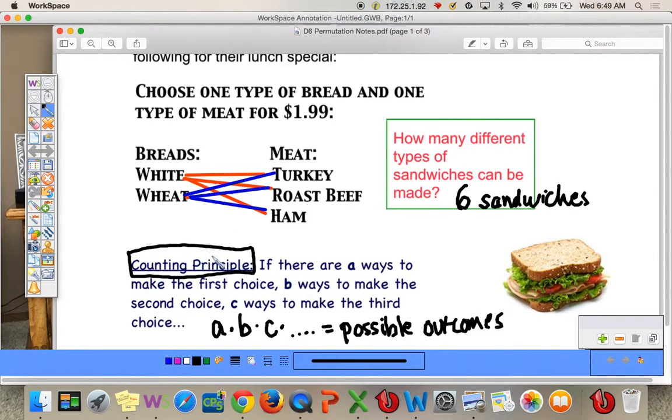So that, again, is the counting principle. If you have A ways to make the first choice, B ways to make the second, and C ways to make the third, you can multiply them together. So here for the different types of breads, there were 2 different types, and 3 different types of meat. You can multiply them together and see that there are 6 sandwiches possible.